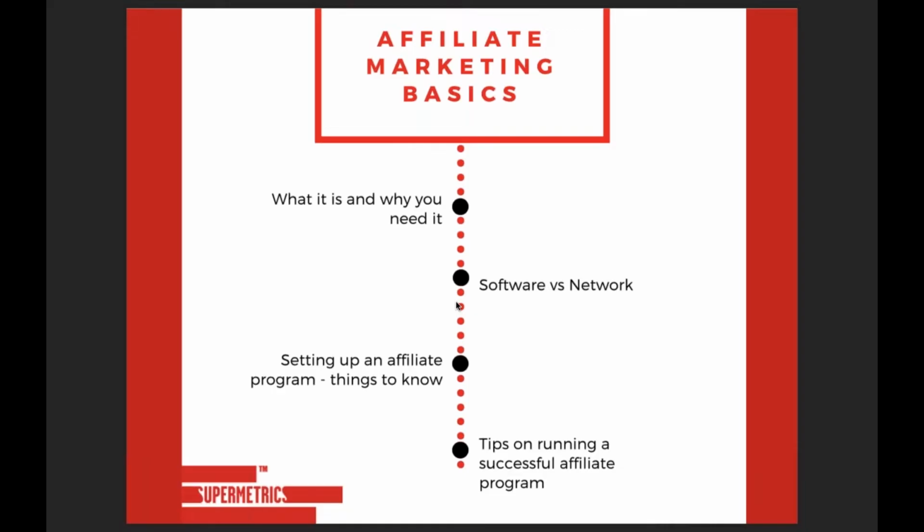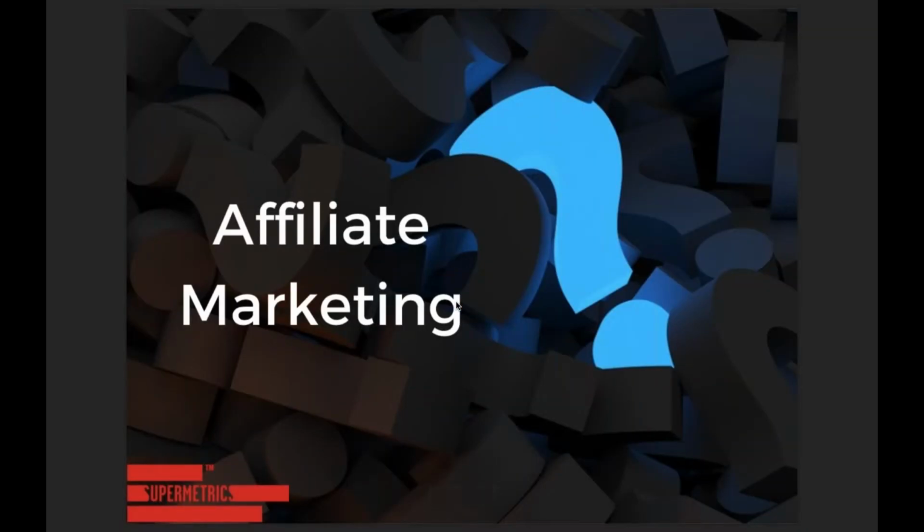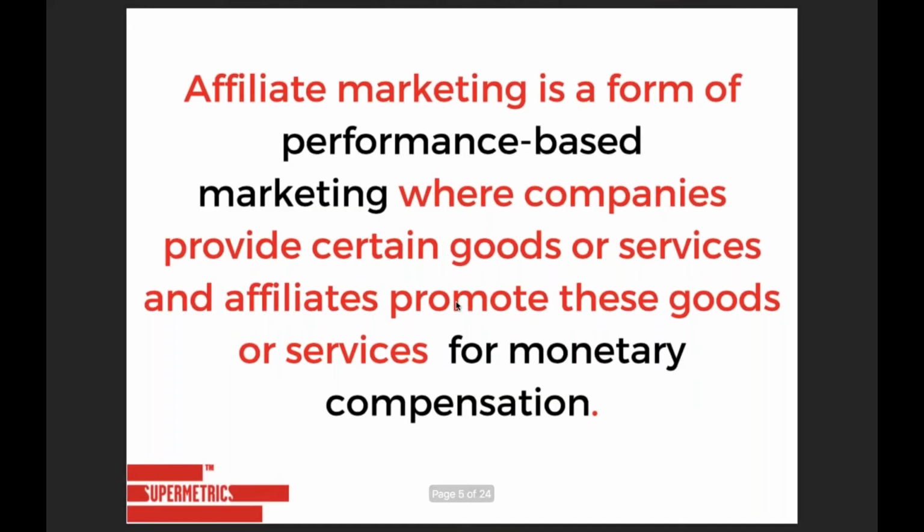So here's the most important question. What is affiliate marketing? There are so many definitions these days, and most of them are quite complex. So to make things easier for you, I came up with my own way of defining it. And so affiliate marketing is the form of performance-based marketing where companies provide certain goods or services and affiliates promote these goods and services for monetary compensation. In reality, the compensation doesn't necessarily need to be monetary. It can be pretty much anything.